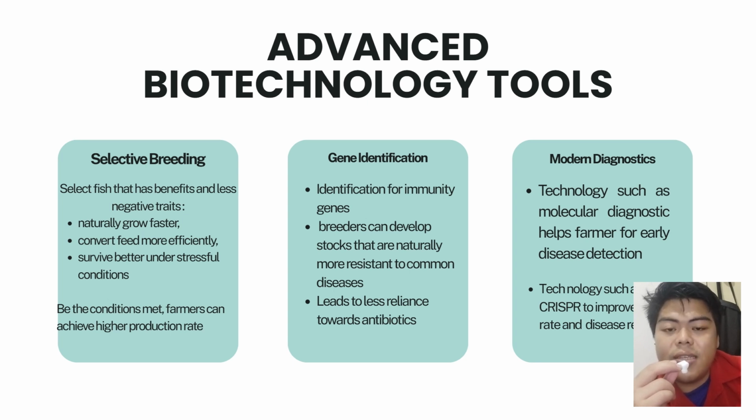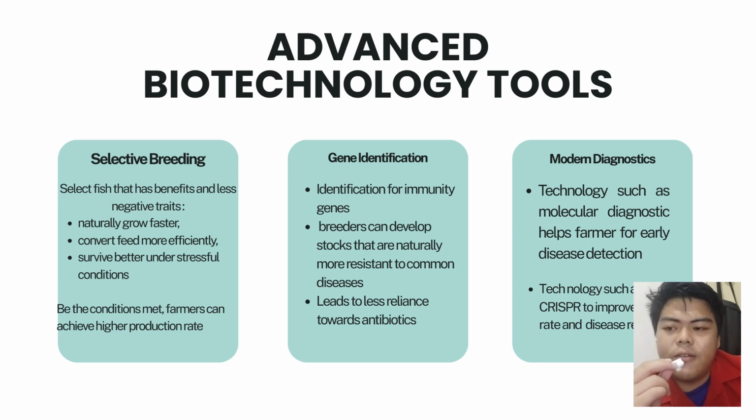In biotechnology, they can identify different genes linked to immunity, and breeders can select these genes to produce stocks that are more resistant to the common diseases that we know. This can reduce reliance on antibiotics and overall improve health and general farm biosecurity.